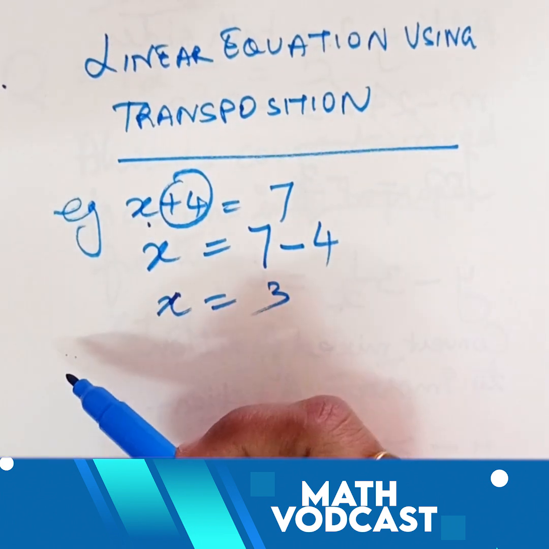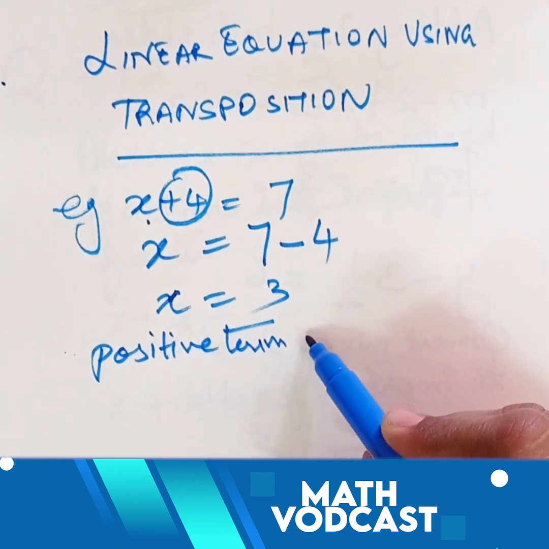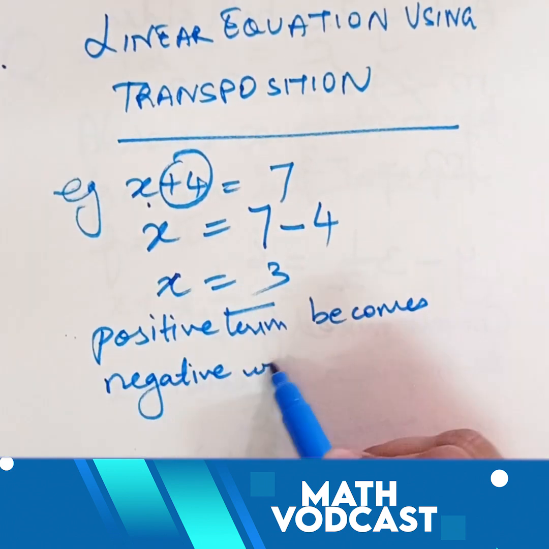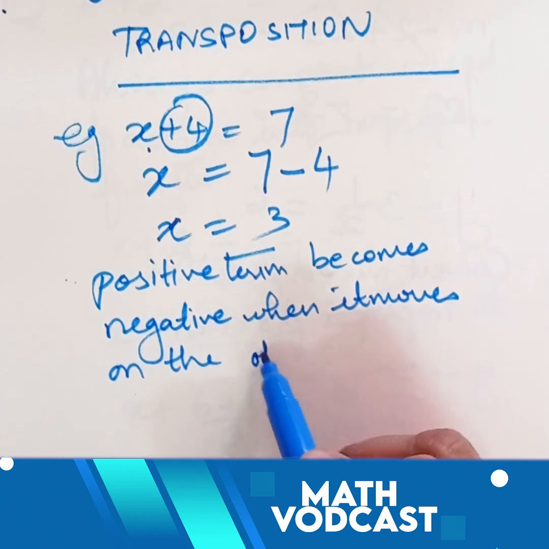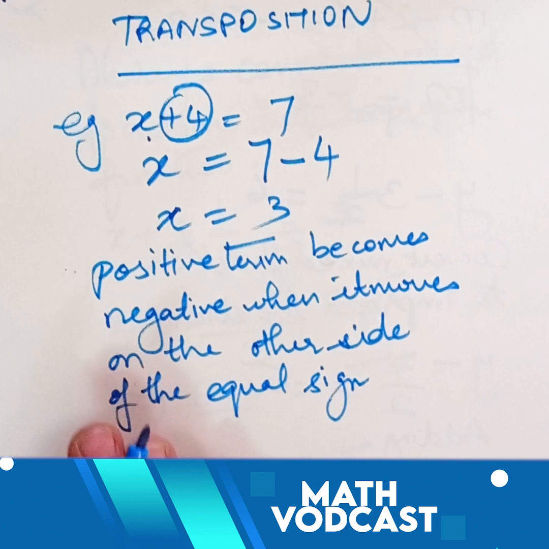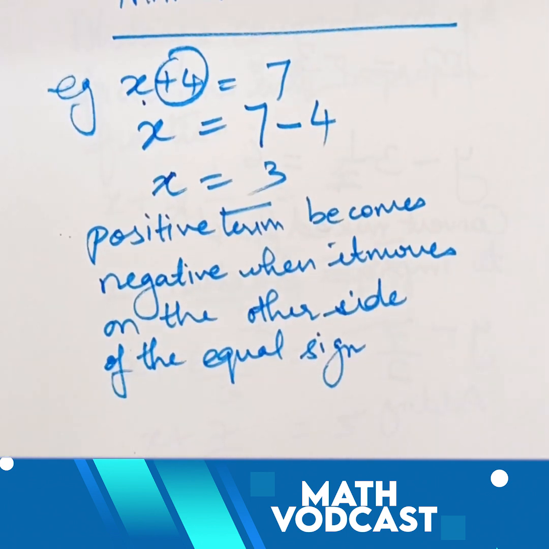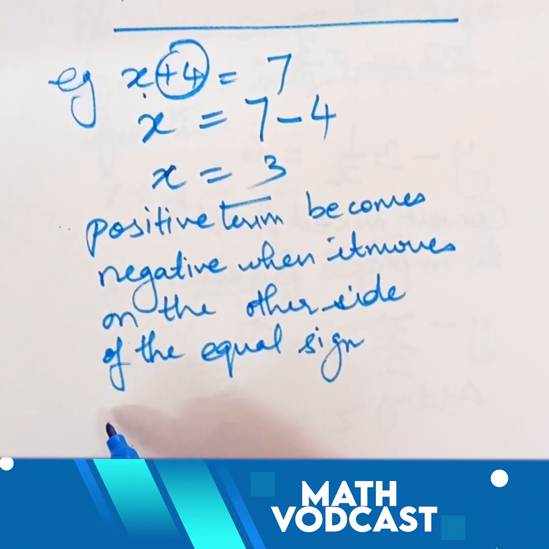What is the rule of transposition? A positive term becomes negative when it moves to the other side of the equal sign, and vice versa. Vice versa means a negative term becomes positive. I'll show you an example.